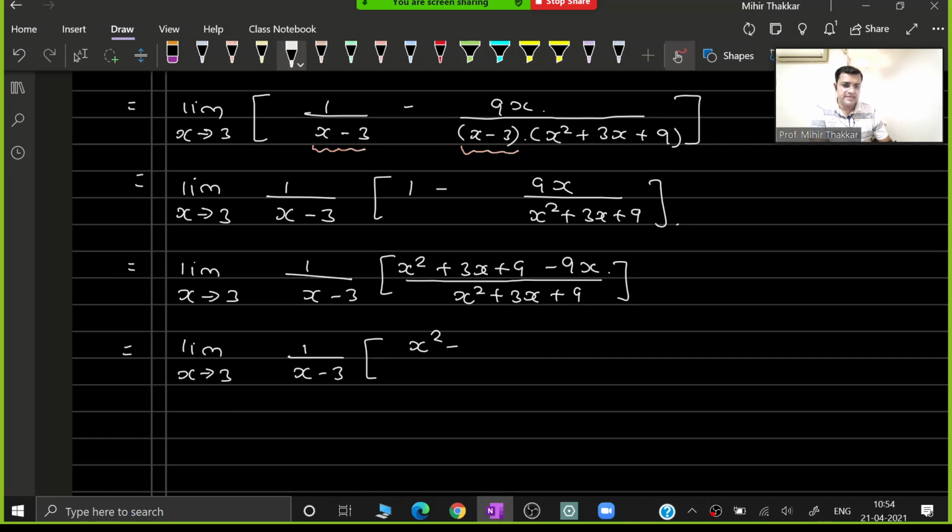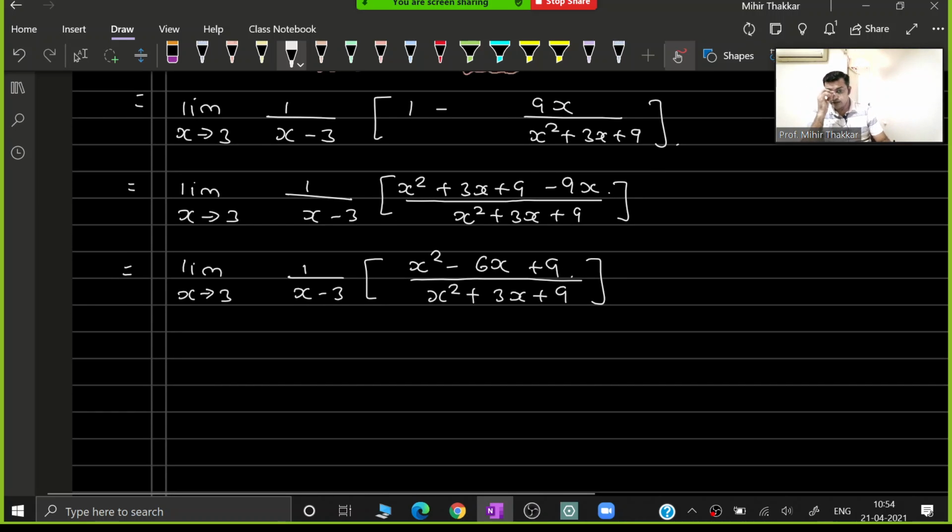So plus 3x and minus 9x will become minus 6x and plus 9, divided by. So I am getting again two quadratic equations over here. But yes, I can obviously observe something very important.